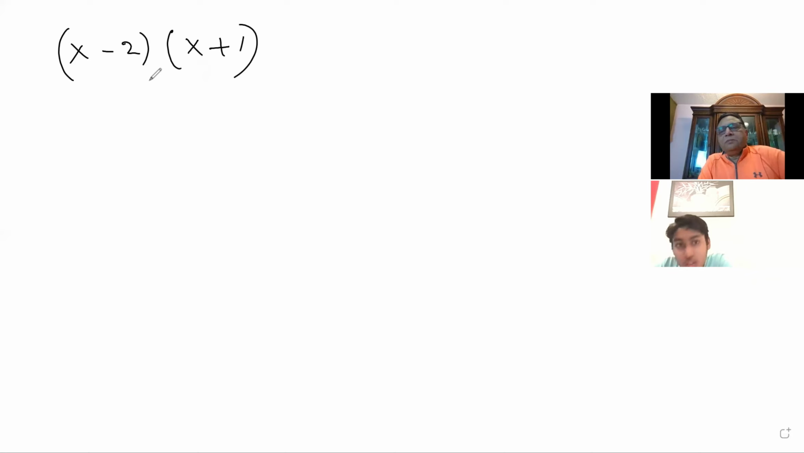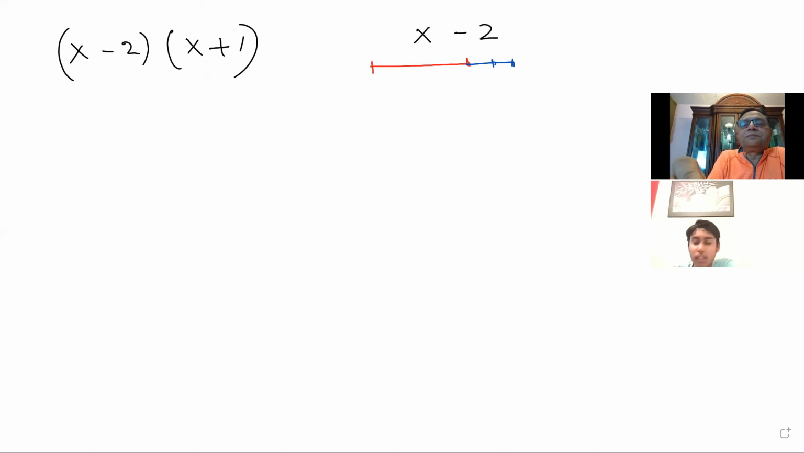Let me clear this. So this time, let me write this as x minus 2 times x plus 1. Let's keep it simple this time. One negative, one positive. So as I was saying, I'll put red as positive. So this is x. And then I got minus 2. So let me write minus 1 and minus 1. These are my minus 2. So here I have x minus 2. Is it clear? Yes, sir.